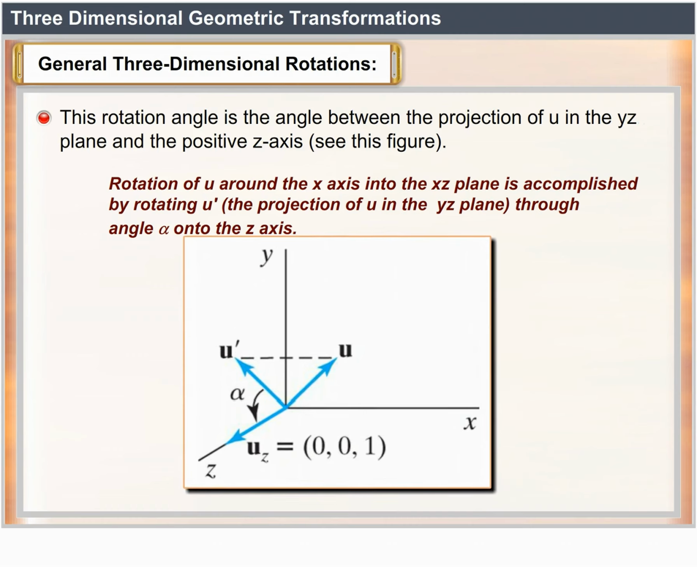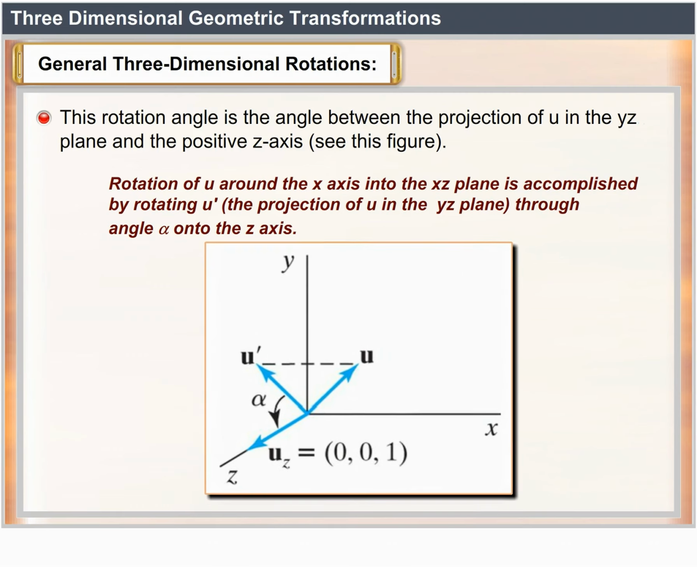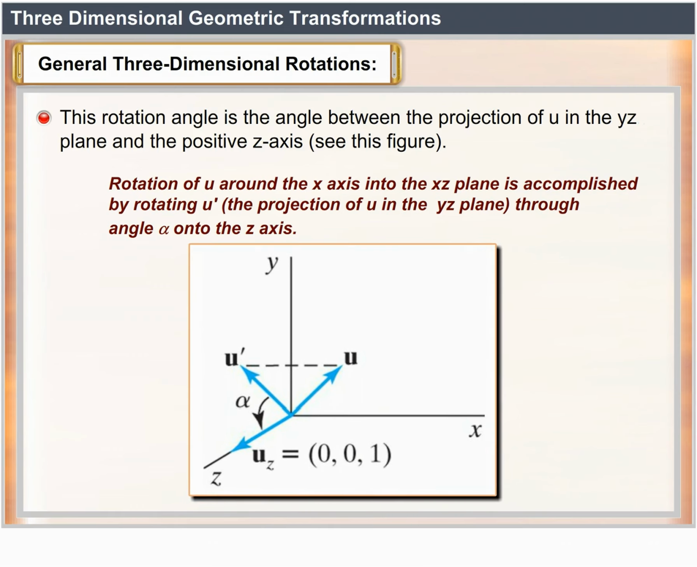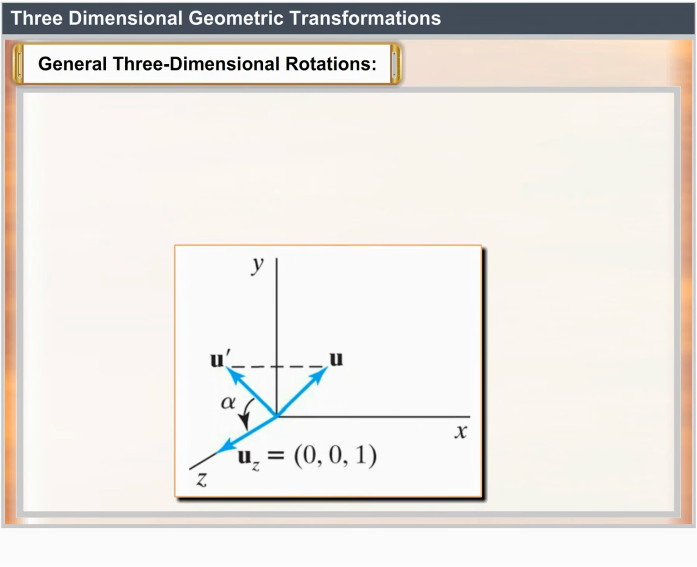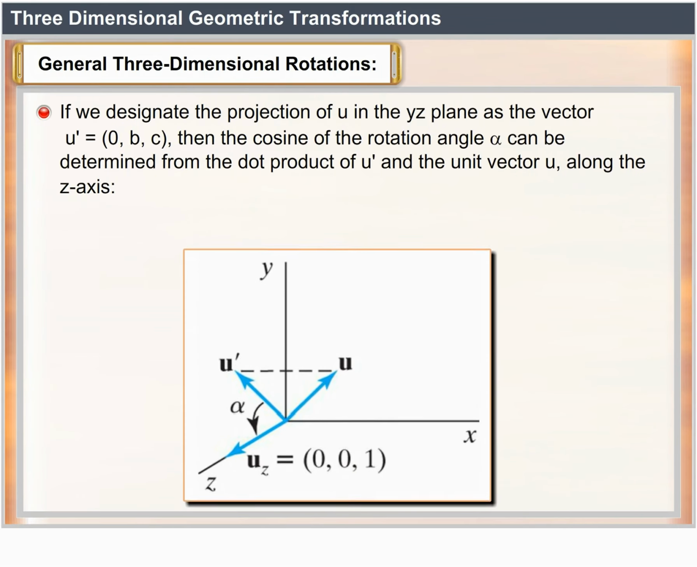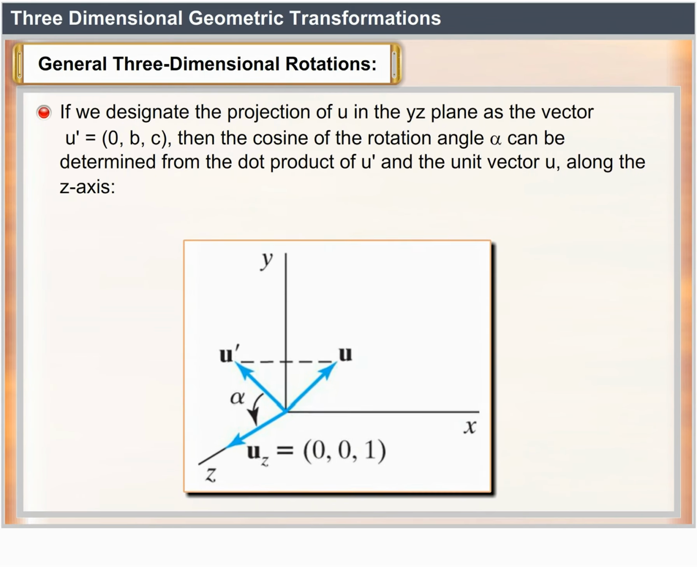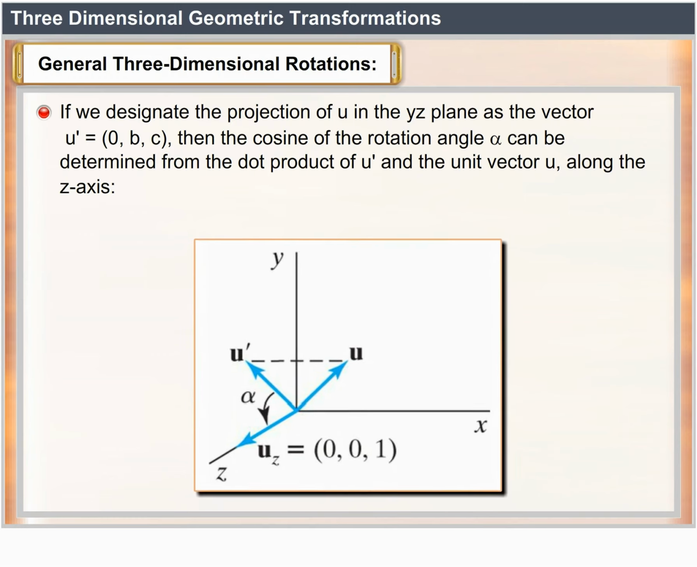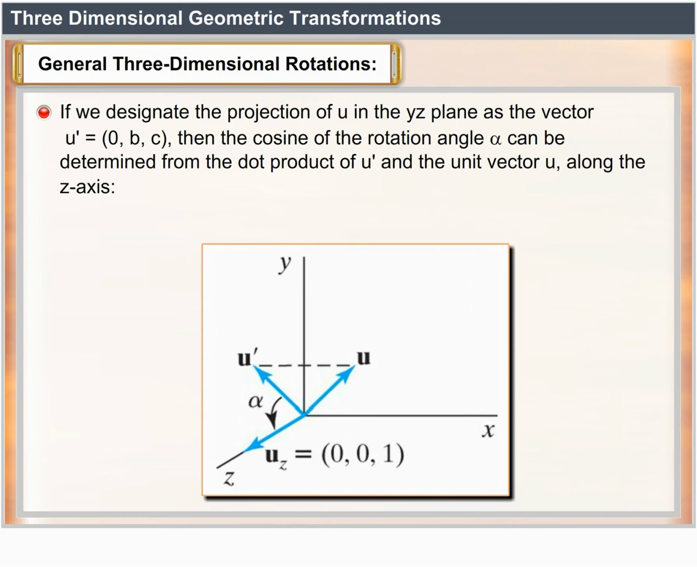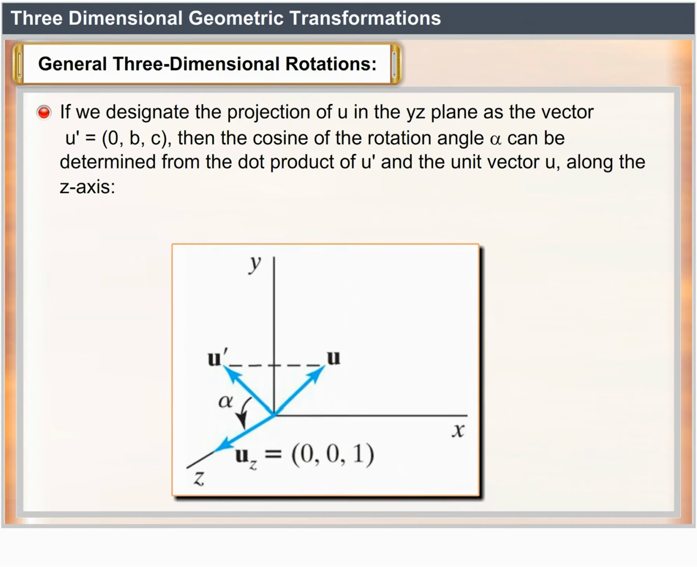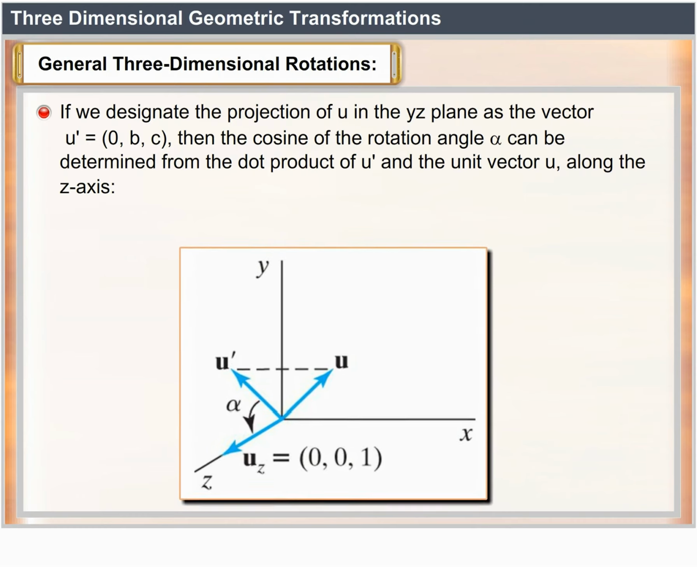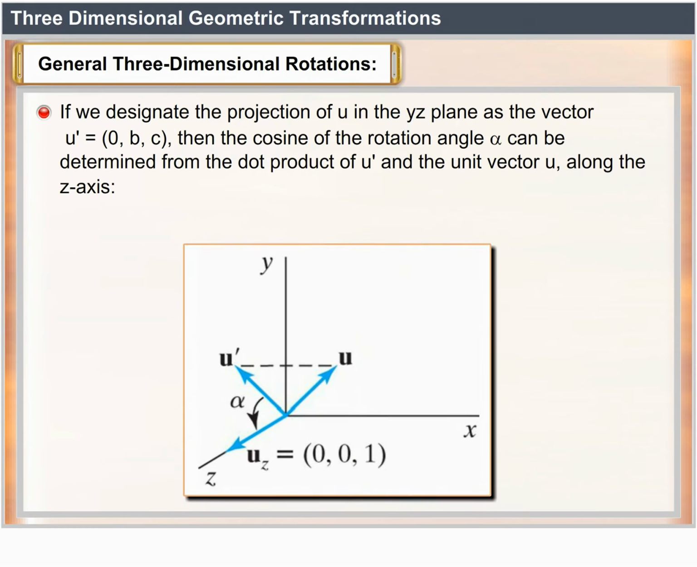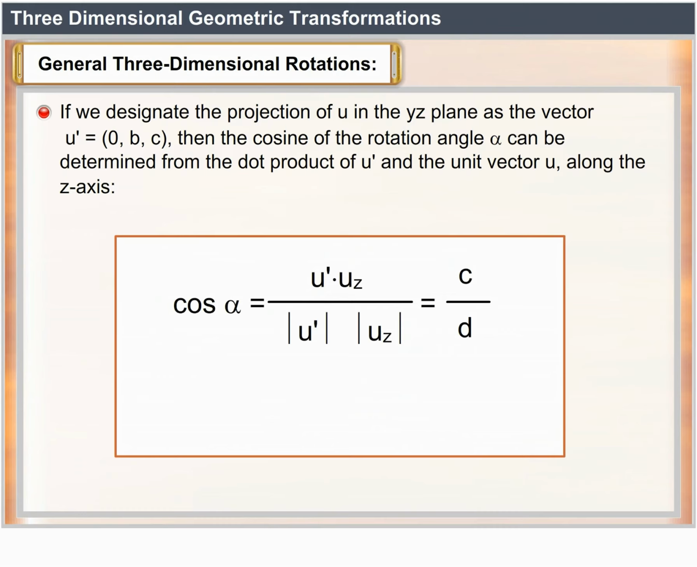If we designate the projection of u in the yz plane as the vector u dash equals (0, b, c), then the cosine of the rotation angle alpha can be determined from the dot product of u dash and the unit vector uz along the z-axis. Cos alpha equals u dash dot uz over modulus of u dash times modulus of uz, which equals c over d, where d equals the square root of b squared plus c squared.